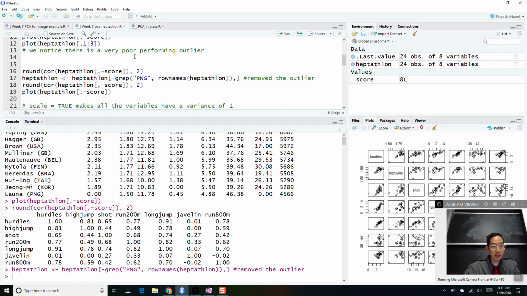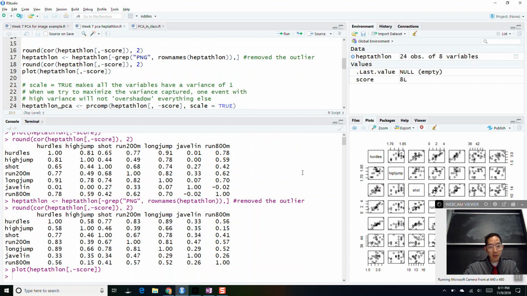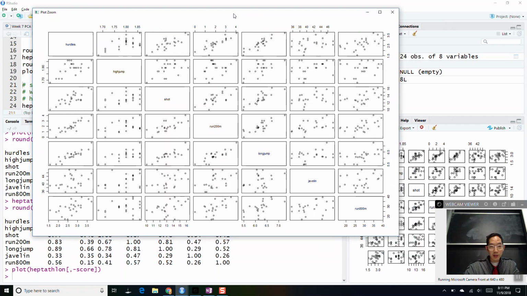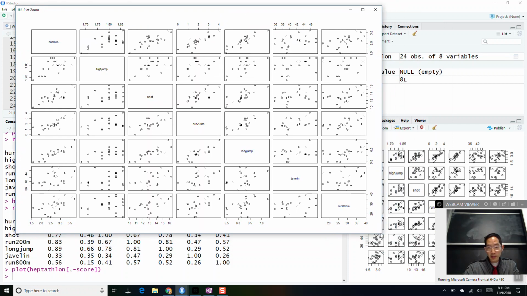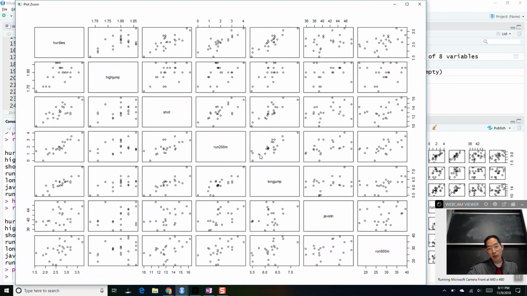So we'll remove the outlier, and now looking at here's the correlation values. This is looking at the same plot again without the outlier, and probably the strongest correlation will be between long jump and 200-meter run. Some of the other variables, the correlations aren't as clear.